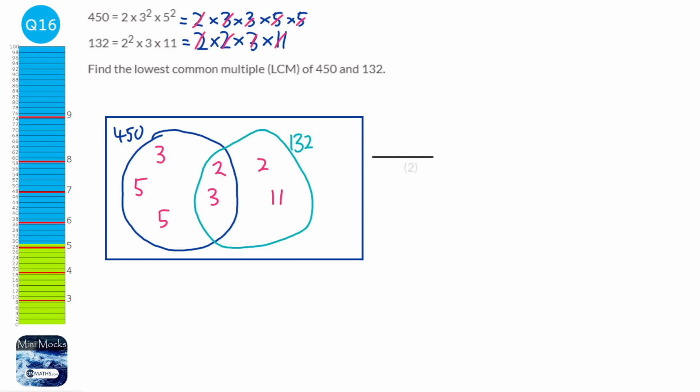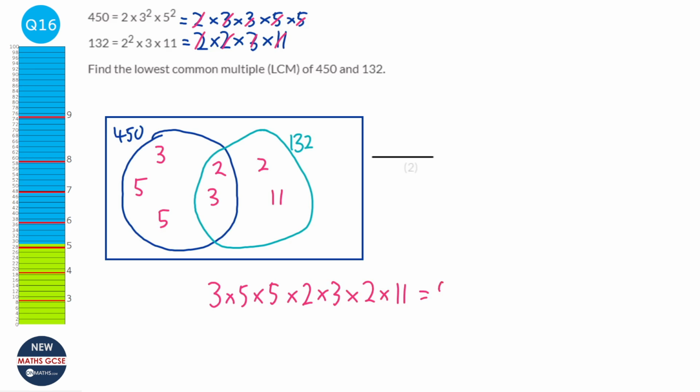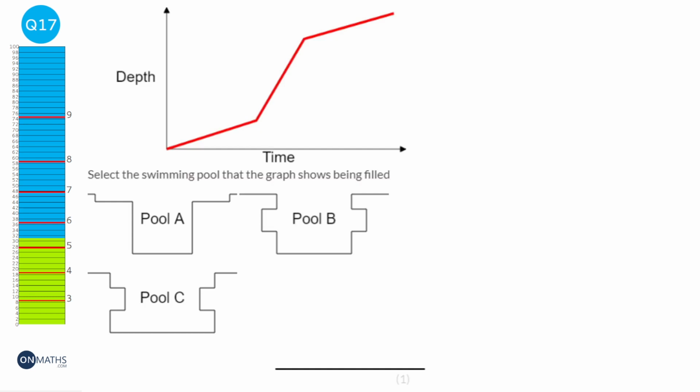Now to find the lowest common multiple, what you do is you just multiply all these numbers together, and that will give you the lowest common multiple. So what we're going to do is we're going to do 3 times 5 times 5, which are the numbers on the left, times 2 times 3, which are the numbers in the middle, times 2 times 11. And when we do that, we get 9,900, and that's it. So our answer is 9,900.